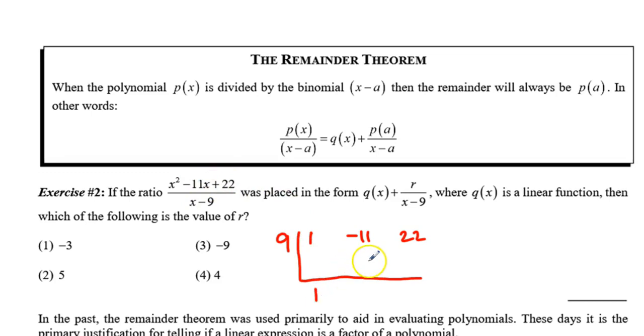So bring down, multiply, add, multiply, add. So the remainder is 4. And so 4 is the value of r.